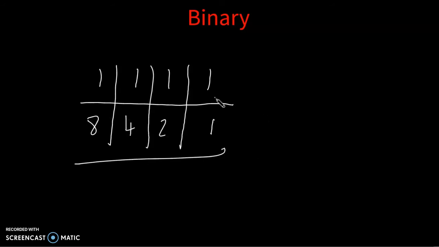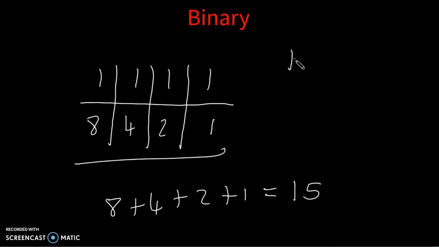Now, we are going to start with 8 plus 4 plus 2 plus 1. What is 8 plus 2? That will give us a 10. 4 plus 1 will give us a 5. 10 plus 5 is 15. So to represent a 15 in binary, we are going to write 1, 1, 1, 1.